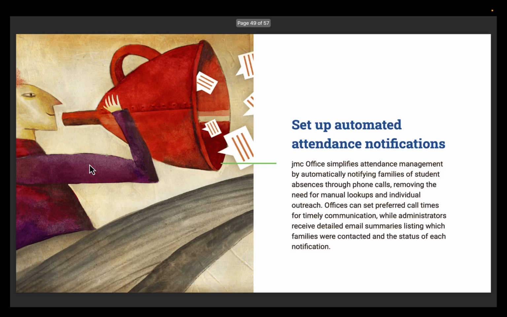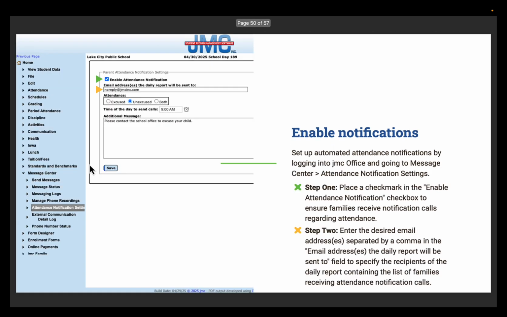Automatic attendance notifications. JMC Office simplifies attendance management by automatically notifying families of student absences through phone calls, removing the need for manual lookups and individual outreach. Office can set preferred call times for timely communication, while administrators receive detailed email summaries listing which families were contacted and the status of each notification.